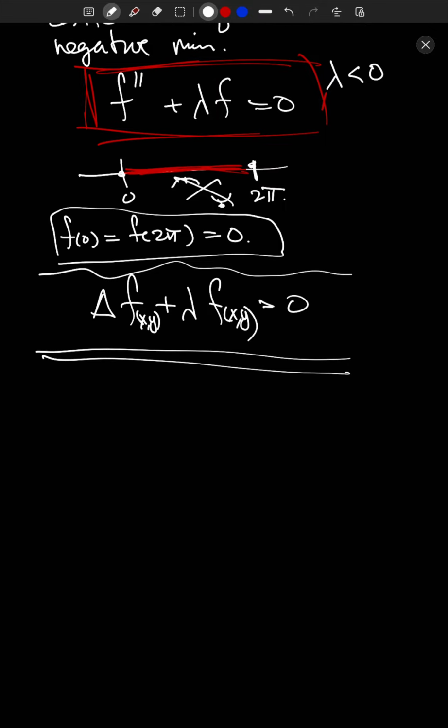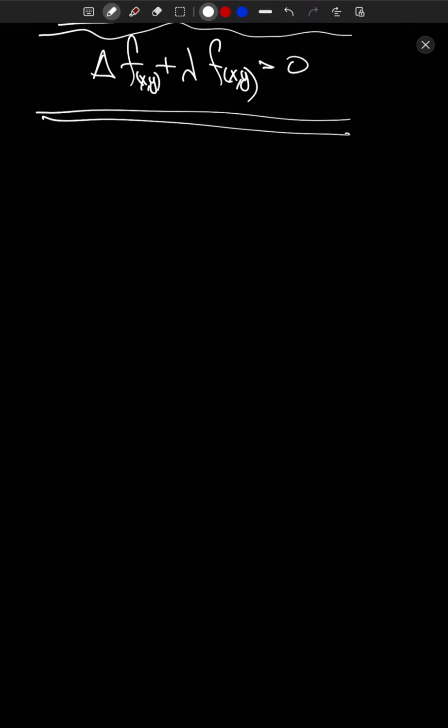Okay. Oh, by the way, if lambda is bigger than 0, there certainly are solutions to this, because sine nx would satisfy the conditions of being fixed at 0 and 2 pi, and sine nx double prime would be negative n squared sine nx, and so you could actually solve the equation. Okay, so that's some motivation at least.